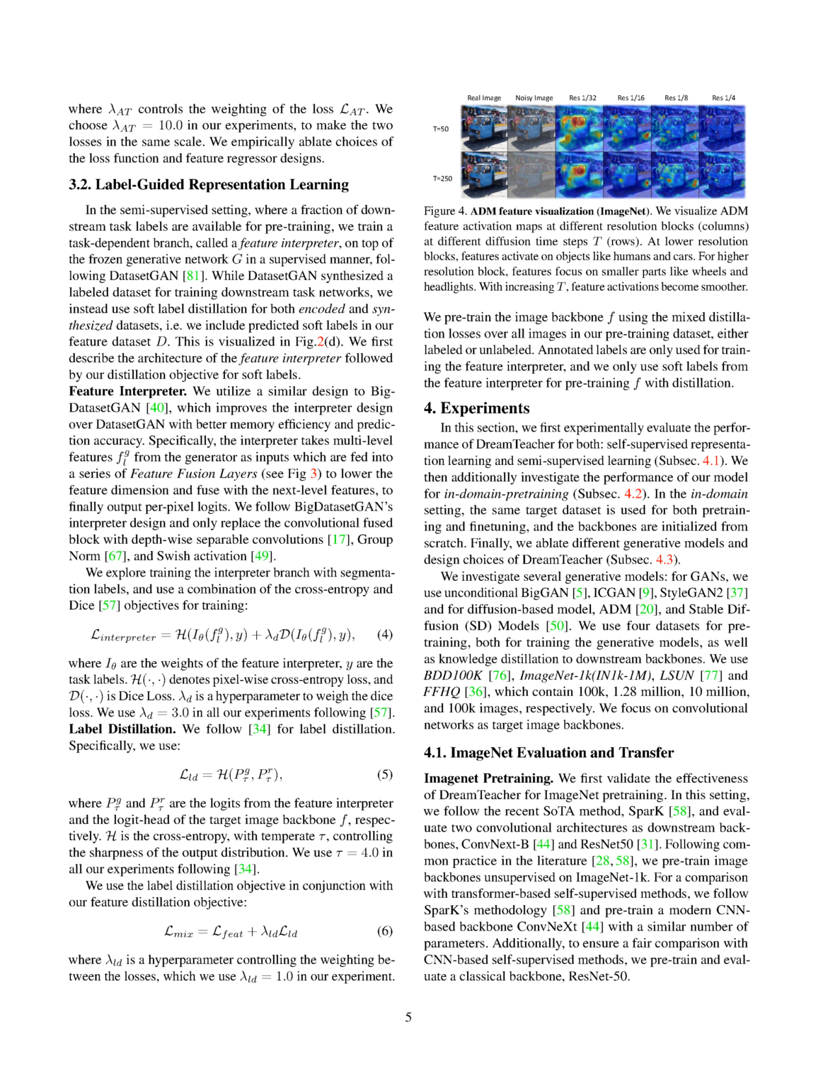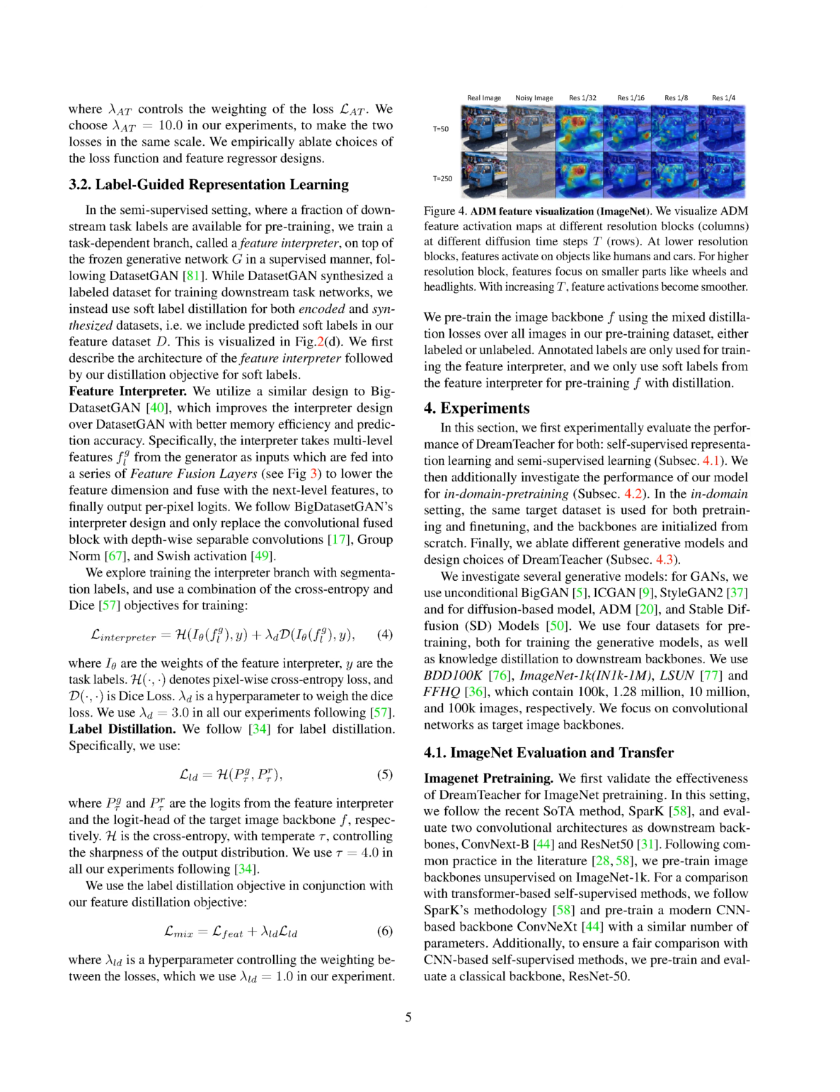We tested several generative models, including BigGAN, ICGAN, StyleGAN2, ADM, and Stable Diffusion models. We used 4 datasets for pre-training: BDD100K, ImageNet-1K, LSUN, and FFHQ, which contain 100,000, 1.28 million, 10 million, and 100,000 images, respectively. Our focus was on convolutional networks as the target image backbones.